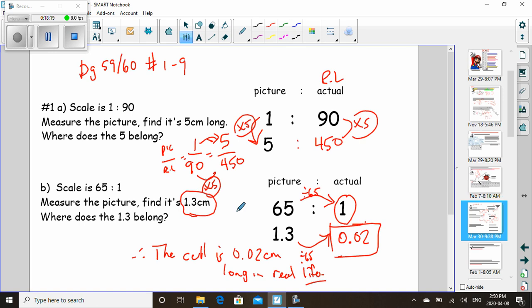Anyway, so page 59 and 60 from the Math Makes Sense textbook. Hopefully you all have it by now. Numbers 1 to 9. That's your work, and that's going to be due on Friday.